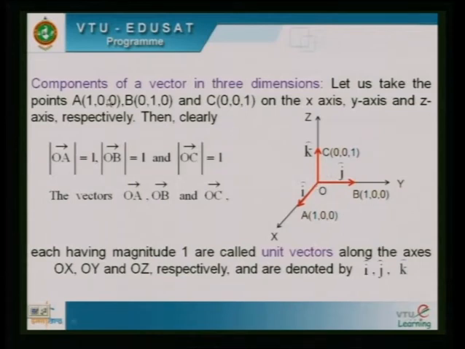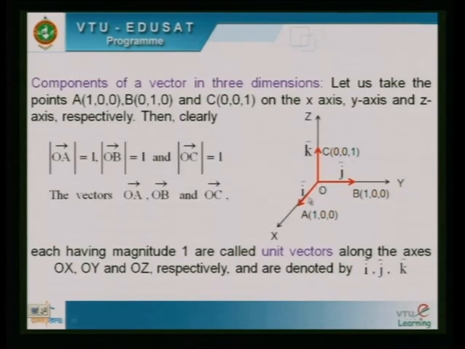Now we want to consider three points, namely A, B, C. I want to take these points on the x axis, y axis and z axis. So I want to take a point on the x axis. What are the coordinates of this point? (1, 0, 0). It means that on the x axis you take a red line of 1 unit, and the other two axes remain 0: the y coordinate is 0 and the z coordinate is 0. That's why you will get (1, 0, 0). Similarly, on the y axis, you can take a point B. It should be (0, 1, 0).